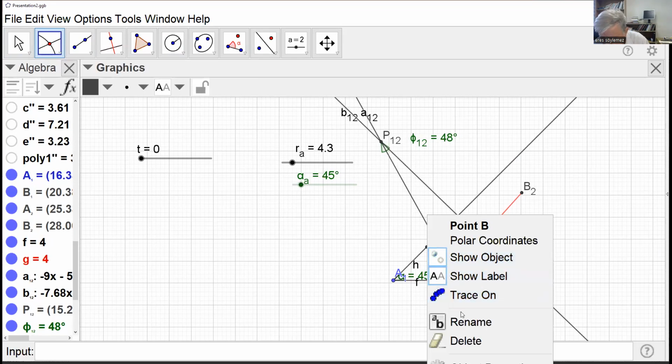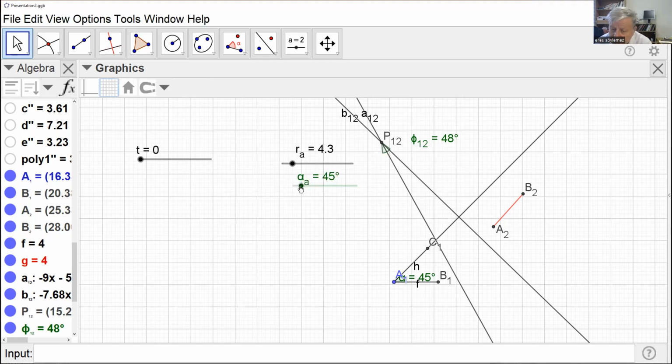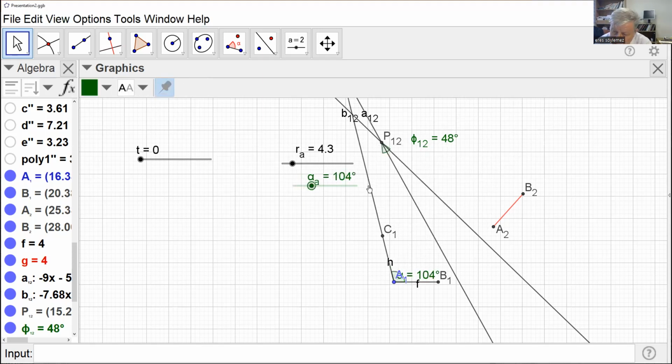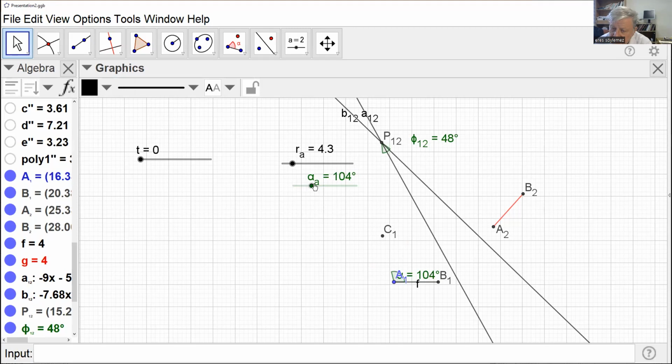This point I'll call C-1. You see, let me hide this. This is a point on AB, on the moving body. I can change its location using these two sliders, two parameters. Using these two parameters, I can change the location of C1. Is that okay?